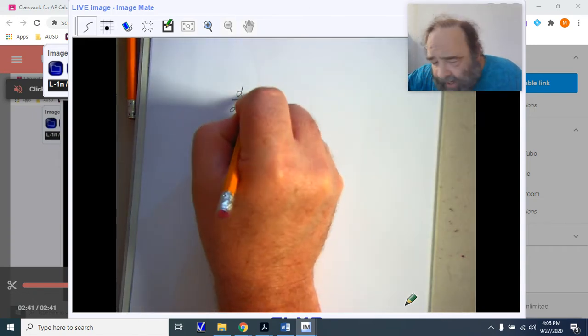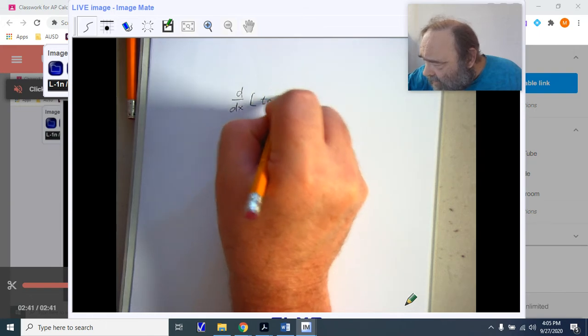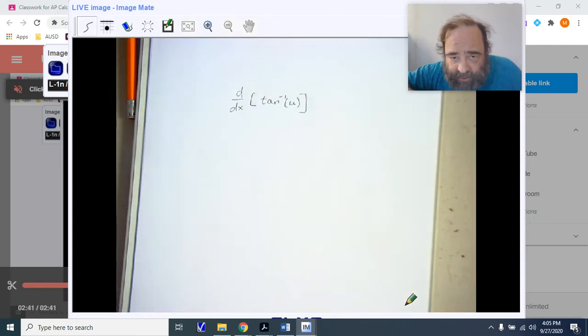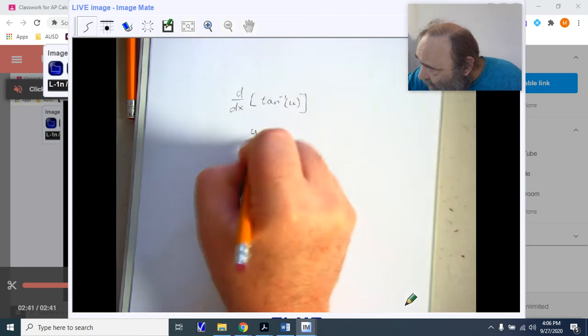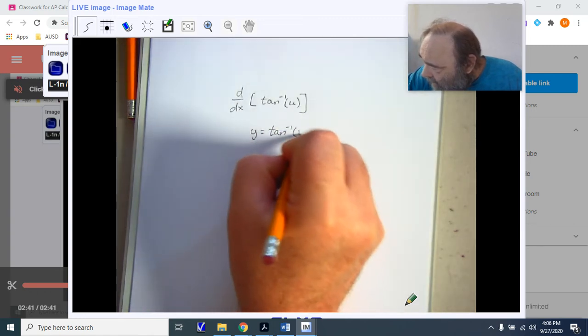So we're going to take d/dx, and we're going to have the arctangent of u. Now take note that I'm using the tangent to the -1 just so that we get the diversity and get used to seeing our arctangent, arcsecant, arcsine, arccosine, and arccotangent in the different forms that we have them. All right, so when we do this, just a reminder, we're going to set this equal to y, and we have the arctangent of u.